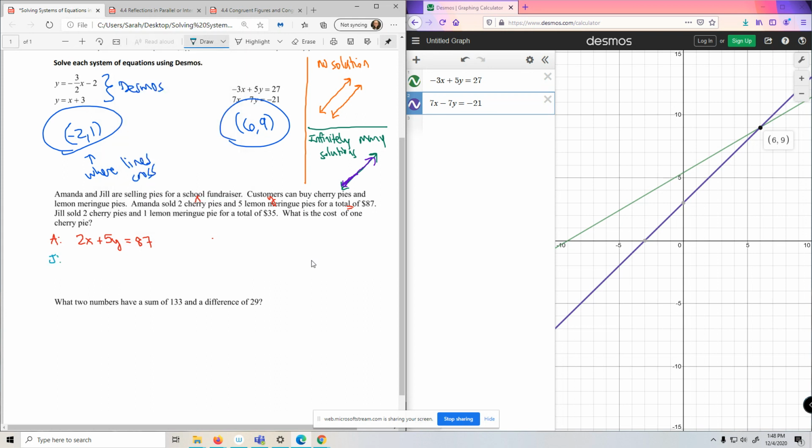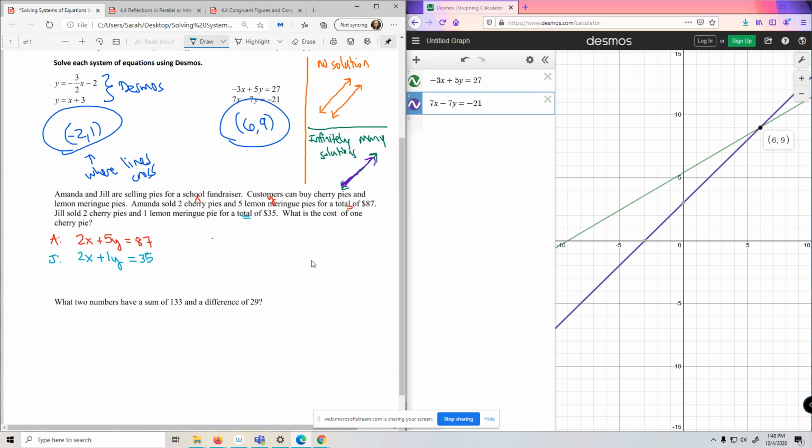Let's do the same thing with the information about Jill. Jill sold 2 cherry pies. So 2x is the cost of a cherry pie. And 1 lemon meringue pie. So plus 1y is the cost of a lemon meringue pie. For a total of $35. So equals 35.